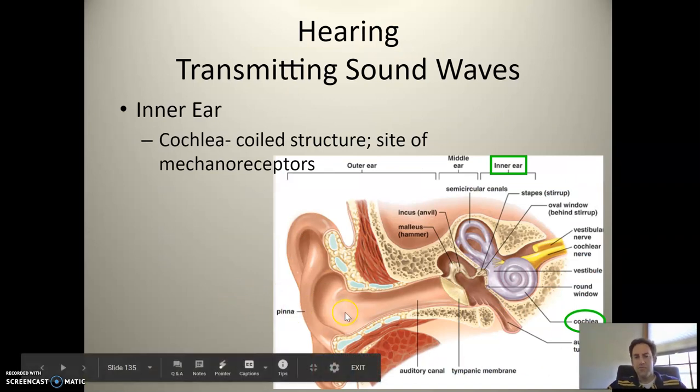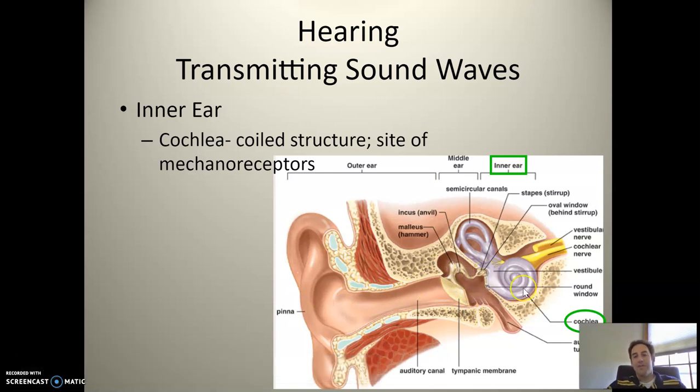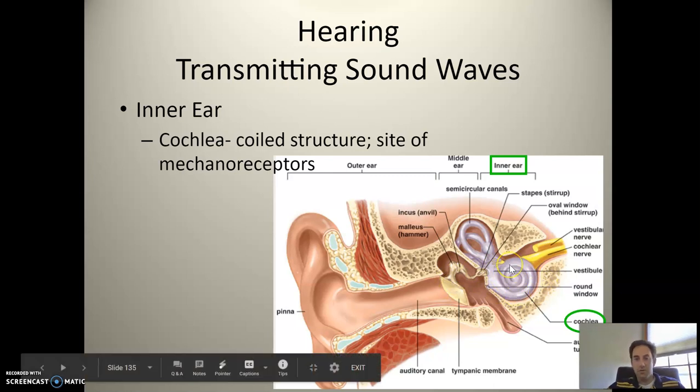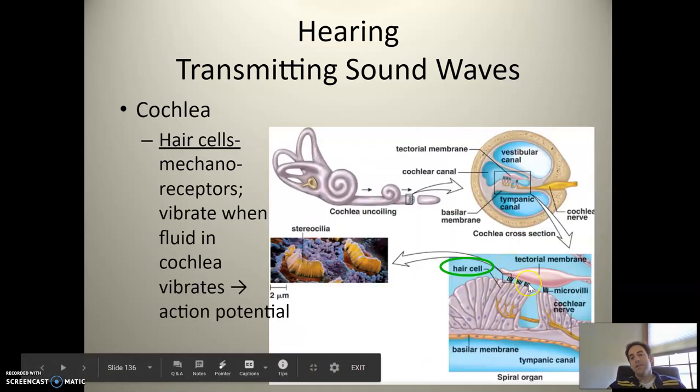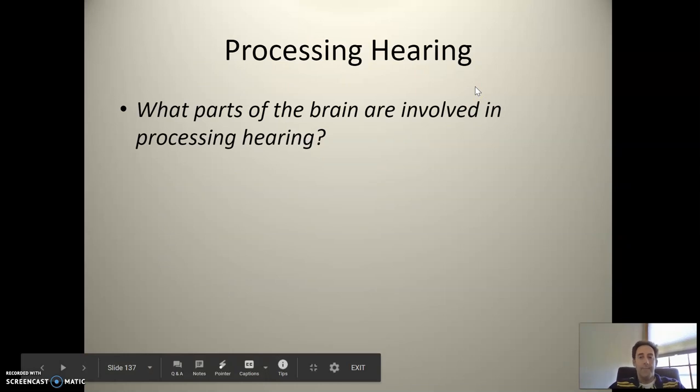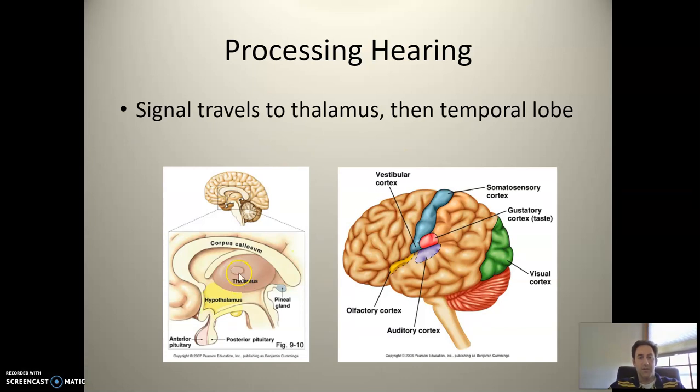We start with this movement of air, the sound wave. That is converted into the vibration of the tympanic membrane. That is converted into the movement of these ossicles. That is converted into the movement of fluid in this cochlea. And that movement of fluid is converted into the movement of these hair cells, which then triggers the sound. So, what parts of the brain are involved in processing hearing? As you might expect, the signal goes to the thalamus once again, and then it goes to the temporal lobe, which processes hearing. So that's pretty much it for the mechanics of hearing.